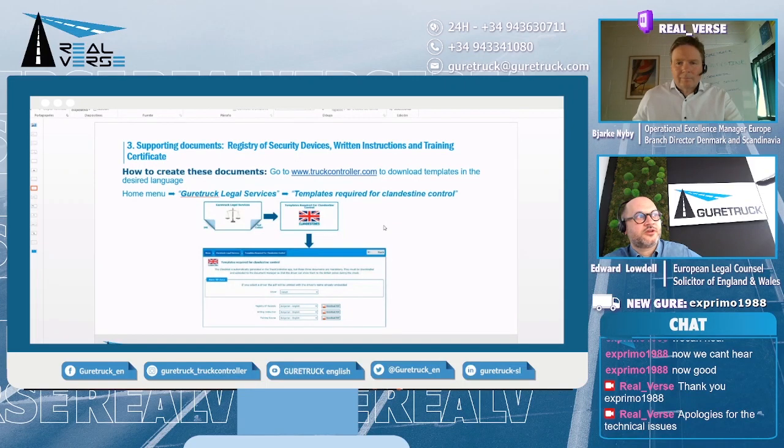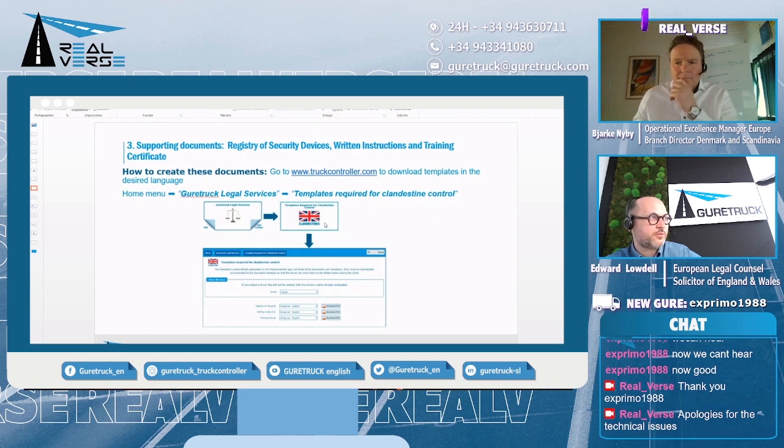These documents are created differently from the security checklist. These documents must be created in truckcontroller.com. So if we go into Truck Controller, we need to download the templates in the desired language. From the home menu, if we click this time on Guru Truck Legal Services, and then we click on the Union Jack flag, the templates required for clandestine control.